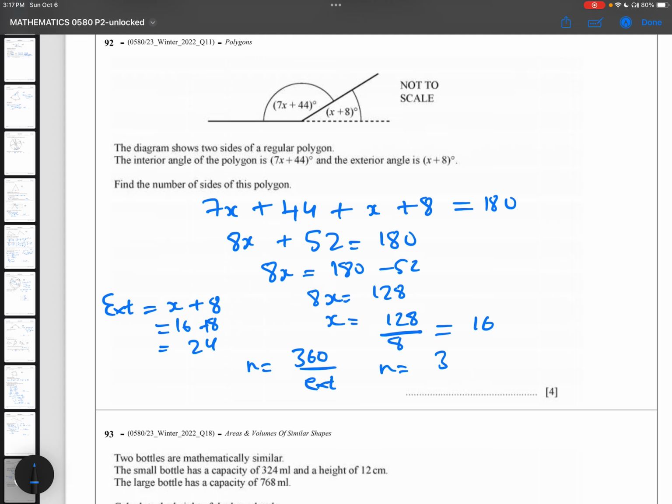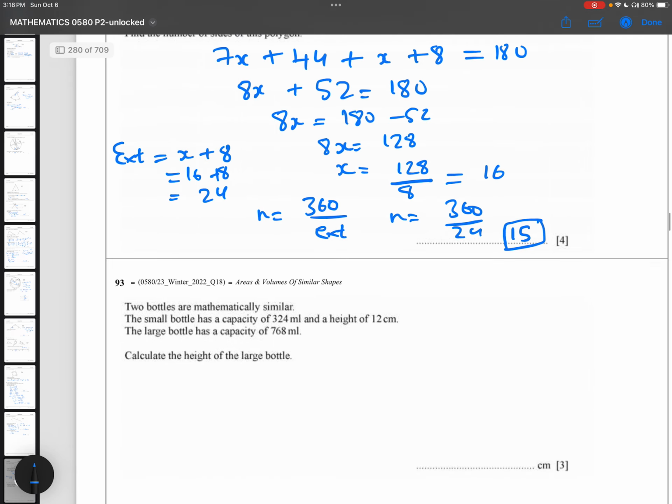N will be equal to 360 divided by 24, and that will be equal to 15. Let's divide. Yes, that is equal to 15. The number of sides we will be having in this polygon is 15.